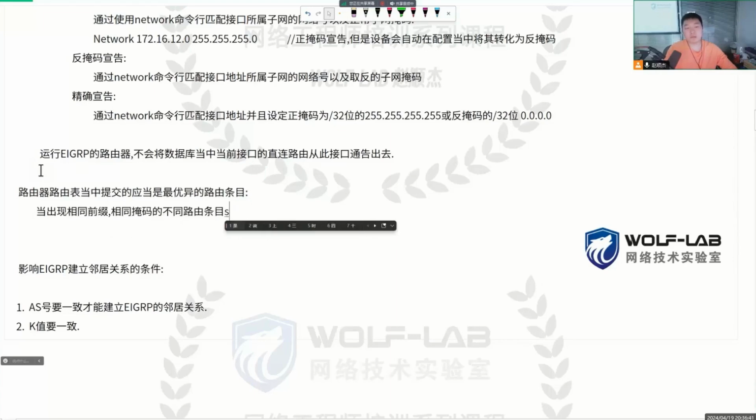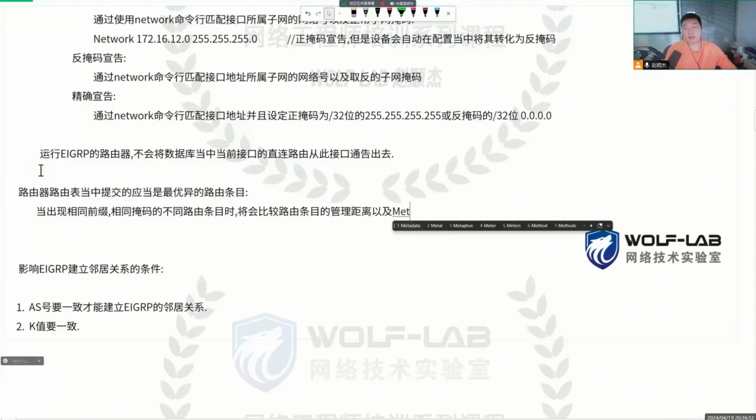Then what are they? The smallest is the most preferred, also the most optimal. Only the most optimal routing entries can be submitted to the routing table. Only the entry with the smallest administrative distance and the smallest metric is chosen. First, compare the administrative distance, then compare the metric value. Then the smallest will be submitted to the routing table.